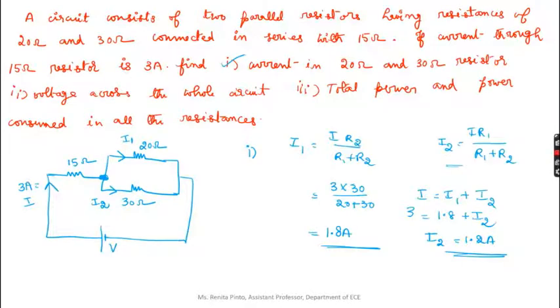So you have to find out what is the voltage across the whole circuit. Now, in order to find out the voltage across the whole circuit, what I'll do is I will solve these equivalent resistances, that is 20 ohm and 30 ohm in parallel. So I'll find out the equivalent parallel resistance. Then that resistance is in series with 15 ohm. So find out the equivalent series resistance.